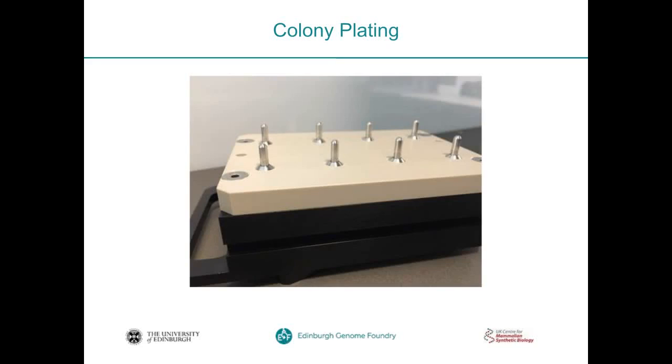This is what the plating head looks like that Ivan mentioned. With this, we can plate out the cells in the 8 fields. And to show you how this works, we have a short movie, which I'm going to show you now, and that explains the whole process of plating.